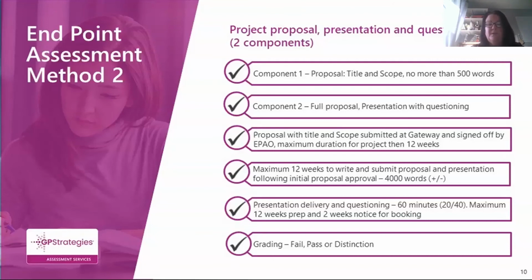The maximum, like I say, is 12 weeks for that apprentice to prep and submit, and then there'll be 2 weeks' notice of the booking by us to the apprentice, the employer and yourselves. And again, we've got that fail, pass or distinction there.